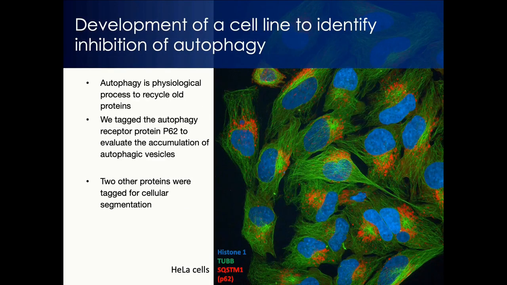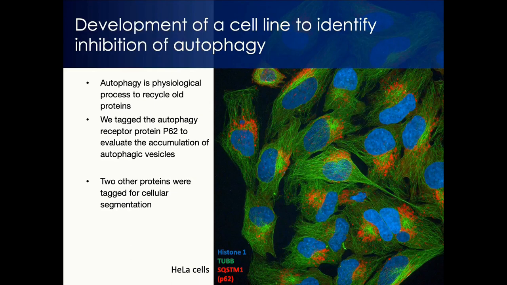The first model that we developed is a cell line that is good to identify autophagy inhibitors. Autophagy is a physiological process that cells use for recycling old proteins, and autophagy is affected in multiple diseases, is important for cancer cells, so there is a lot of interest in the community to identify new autophagy inhibitors because this could become potential anti-cancer drugs.